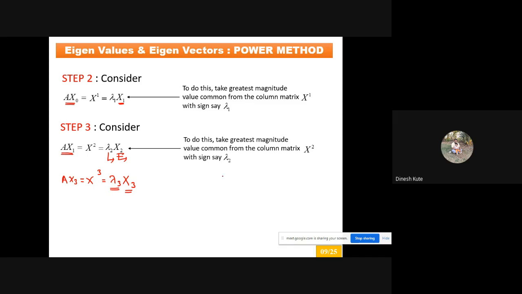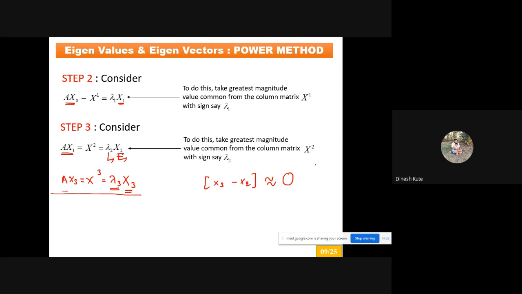Okay, so where do we have to stop this iteration? Just check the difference of the last two iterations. For example, let us consider here, if this is my last iteration, then I have to take the difference of the last two iterations, that is x3 minus x2. Just subtract these two column matrices. If this difference is negligible or nearly equal to 0, at that time you can stop your iteration.